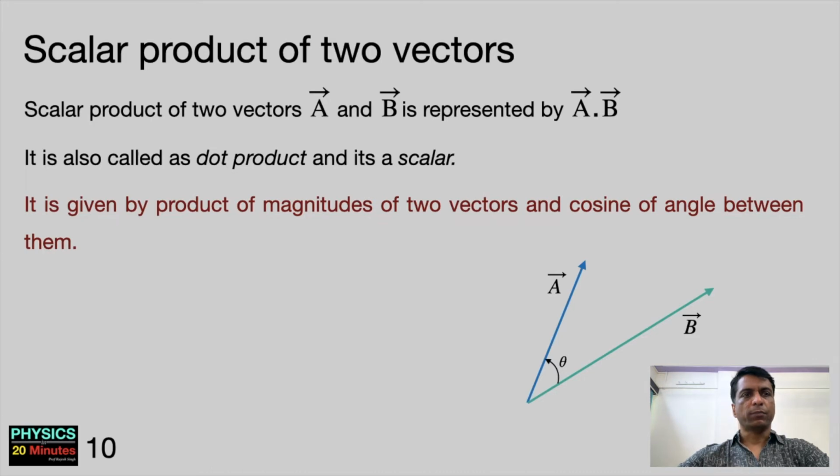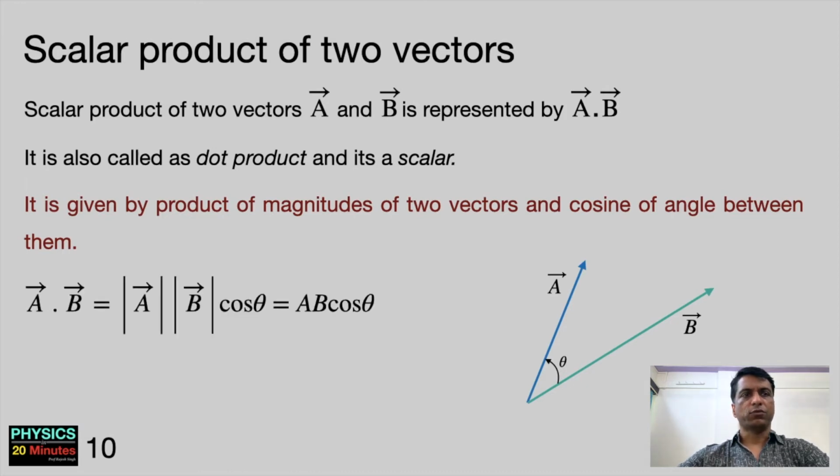It is given by the product of the magnitudes of the two vectors and cosine of the angle between them. So if I have two vectors A and B, then A dot B is given as the magnitude of A, that is mod of A, into magnitude of B, mod of B, into cosine of angle between them, that is cos theta. The mod of A and mod of B can simply be written as A and B, therefore it can be simply written as AB cos theta.